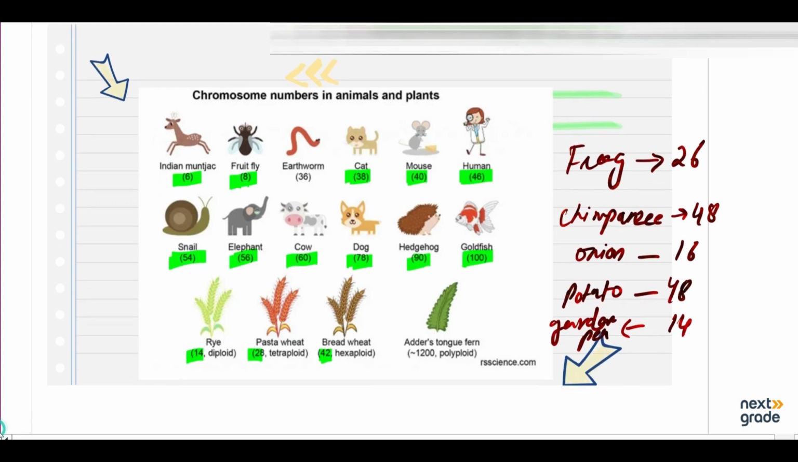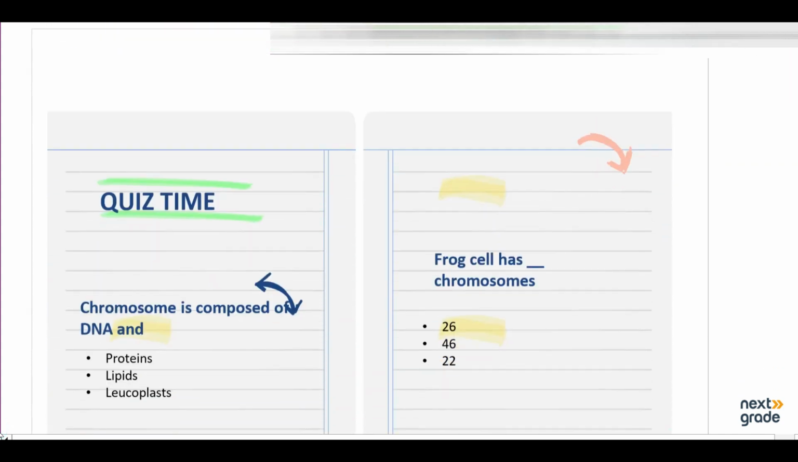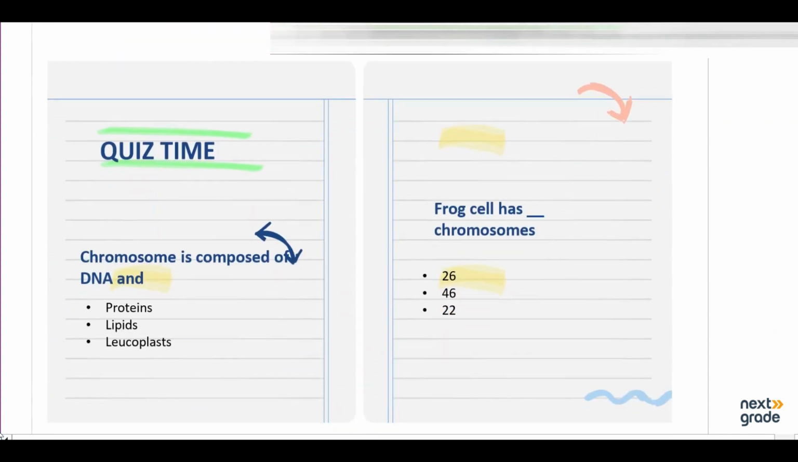So now let's move to the best part, the quiz time. The first MCQ for today is: chromosome is composed of DNA and what? Protein is the correct answer here. Frog cell has dash chromosomes: 26, 46, 12, or 22? It has 26 chromosomes. 26 is the correct answer.